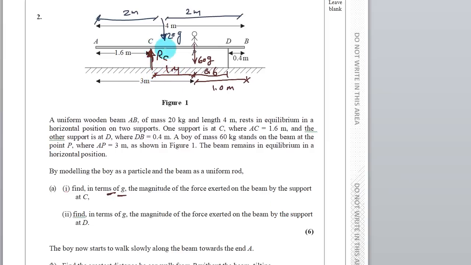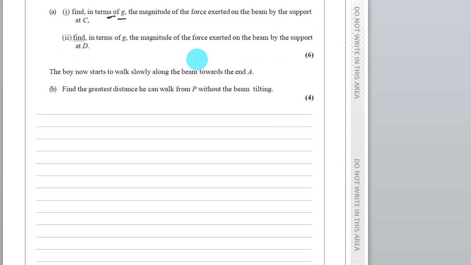To find RC, we take the moment at point D equal to 0, and I will take this direction as positive. So now RC multiplied by 2 equals 20g multiplied by 2 minus 0.4, plus 60g multiplied by 0.6. So let us write this equation. So I have the summation of moments at D equal to 0. So RC, and this is the positive direction.